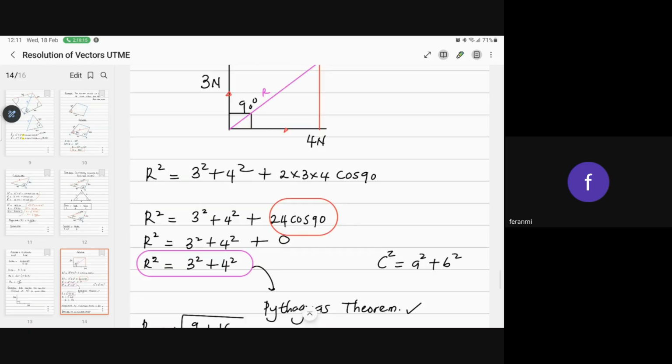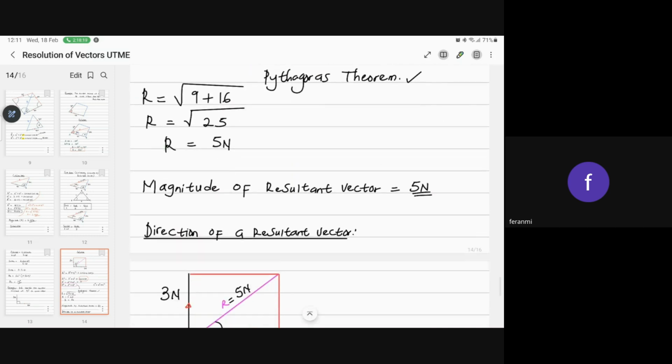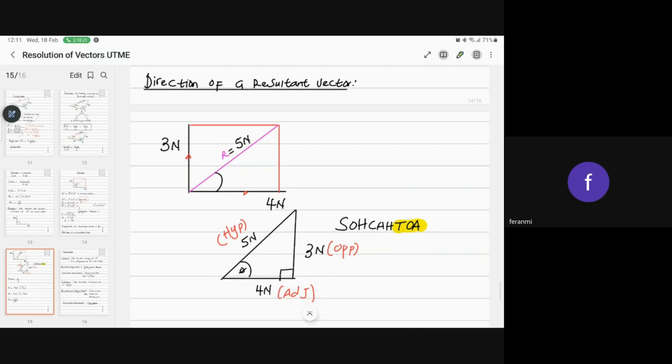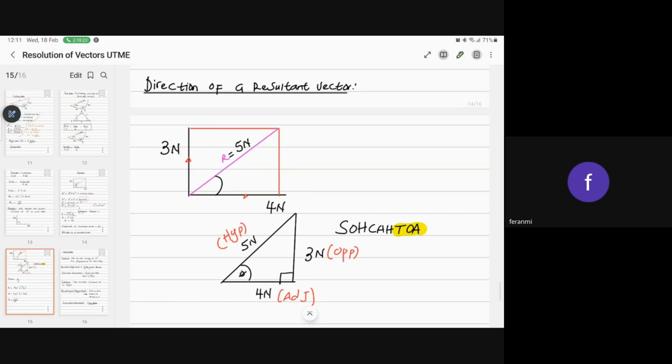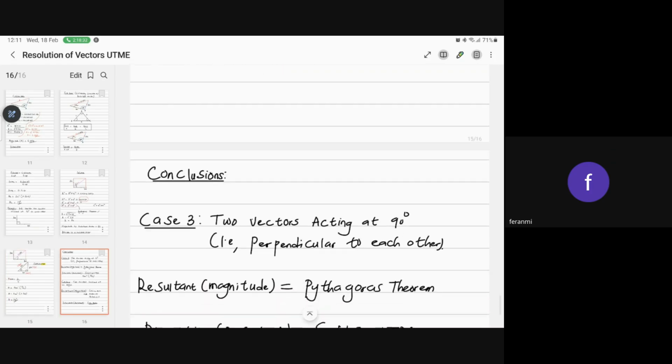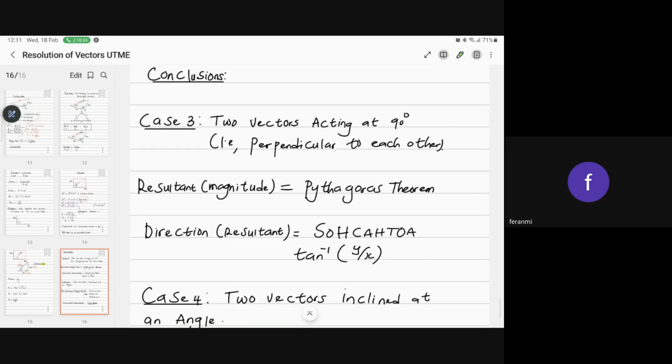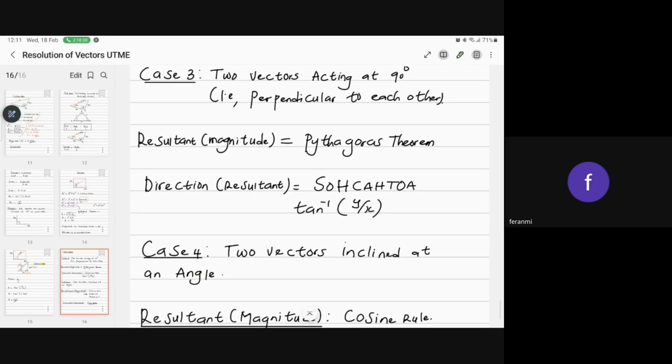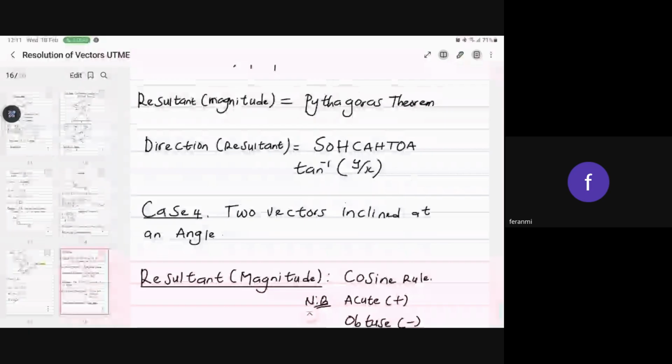Anytime two vectors are perpendicular, perpendicular means 90 degrees, right? And how can we get the direction of the resultant vector? I had to apply SOHCAHTOA to it. SOHCAHTOA was used to find the direction because there's no need using sine rule when you have a right angle triangle. That gave us a conclusion that for case 3, if they are perpendicular, we'll make use of Pythagoras theorem to get the resultant. Direction, we'll make use of SOHCAHTOA.